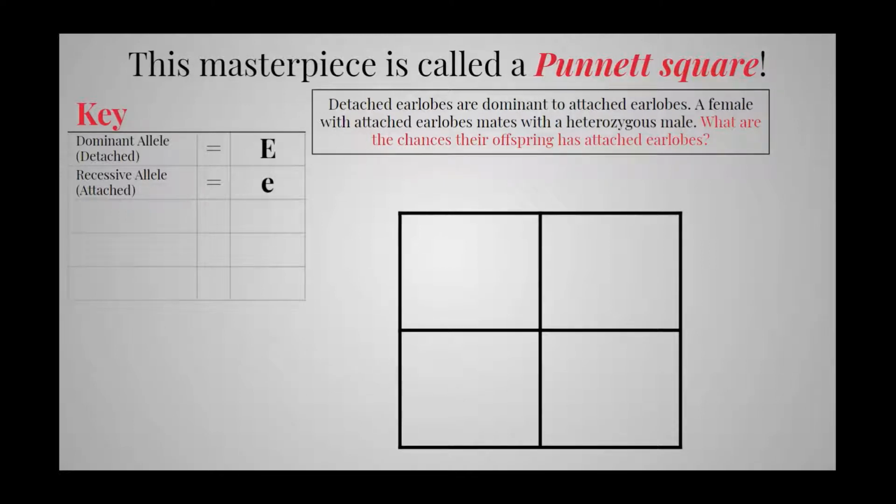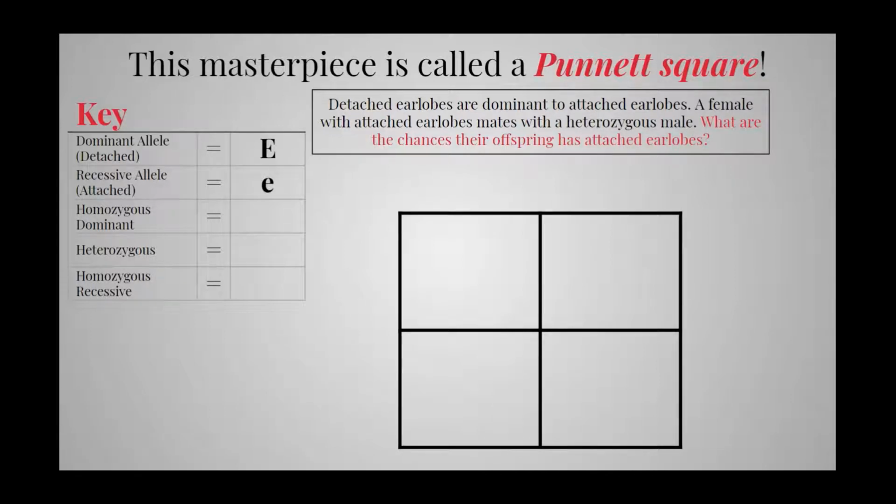But we still have some more information that we need to represent in our key. And we develop these keys because they'll be really helpful to us as we start to fill in information in our Punnett square, and then as we start to try to answer the question. So we also need to figure out what the three possible genotypes will be. In this case, and in all cases, those three possible genotypes will be homozygous dominant, heterozygous, and homozygous recessive.